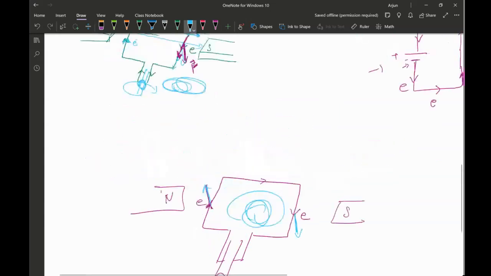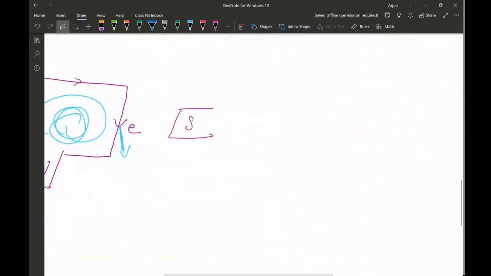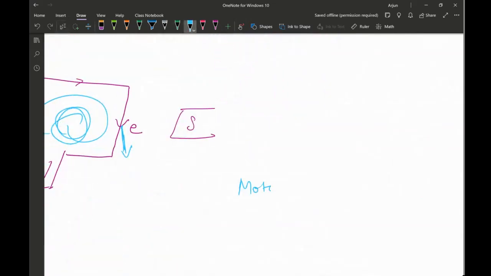So hopefully you were able to understand the motor effect and the generator effect. This is really important from the concept and the exam point of view. Motor effect versus generator effect.